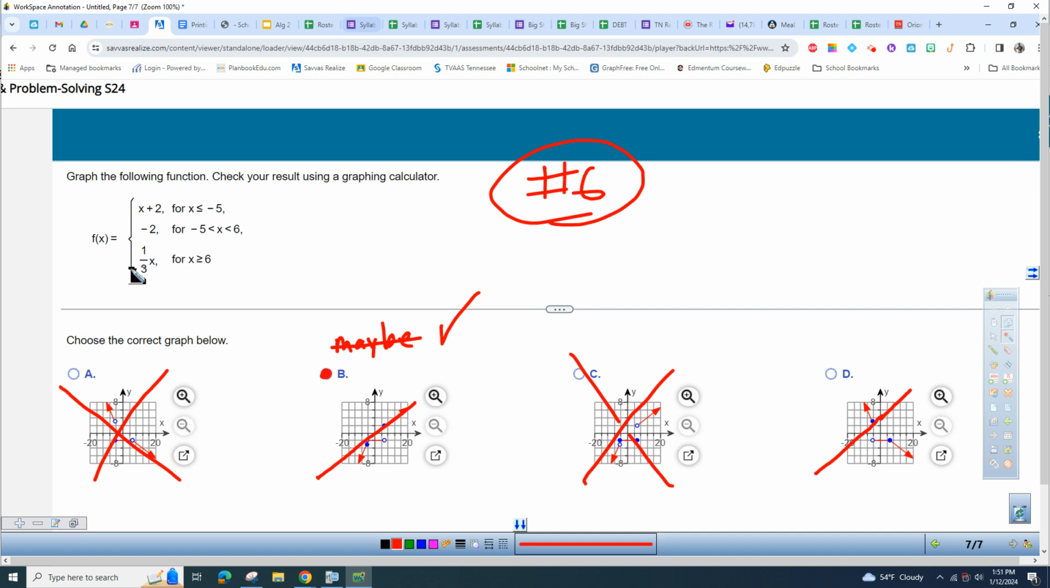And then 1/3 is a really steep line. And there's 1/3. Where this is -1/3. So these are both going downhill, right? They're both going downhill in their slope, and these are both going uphill in their slope. Again, I didn't have to use my calculator to make that decision.